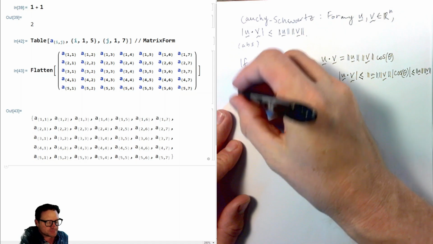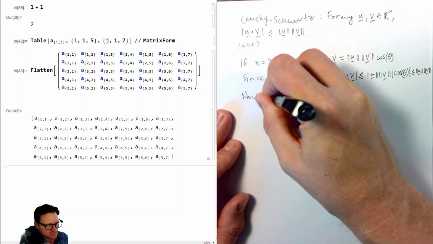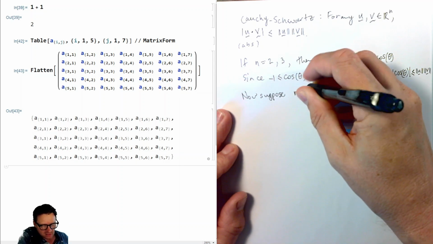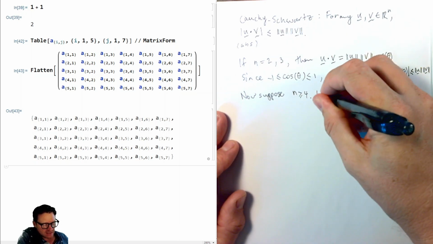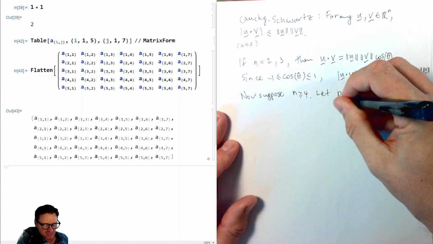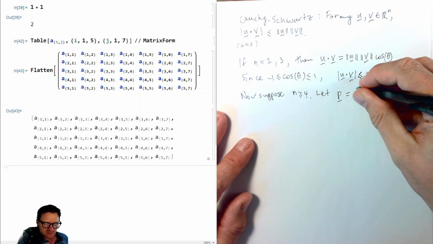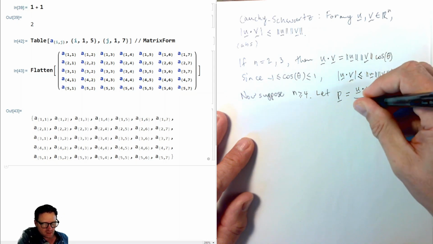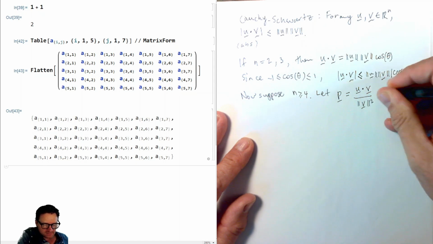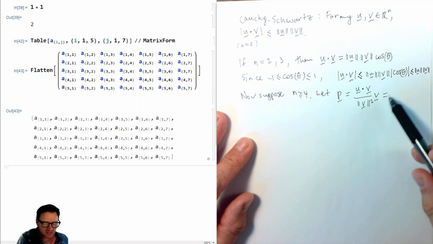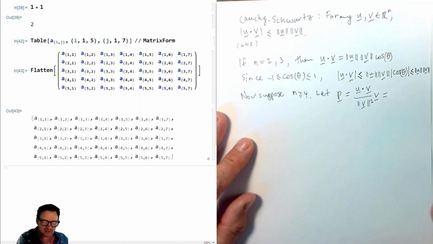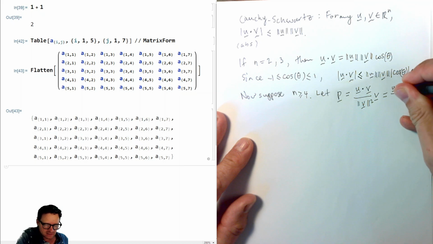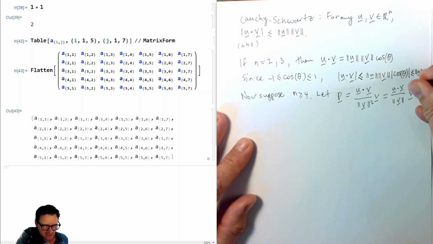Okay, so now let's suppose that the dimension of our vector space n is greater or equal to 4. So if this is the case, then let's let P be the projection of u onto v. So in other words, u dot v over the norm of v squared times v. And we can express this in terms of the unit vector v hat if we just take one of these norms of v and tuck it under the v. So we can write this as u dot v over the norm of v hat, so that v hat has norm 1.